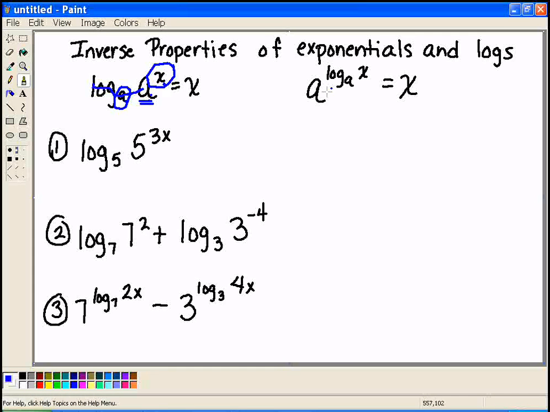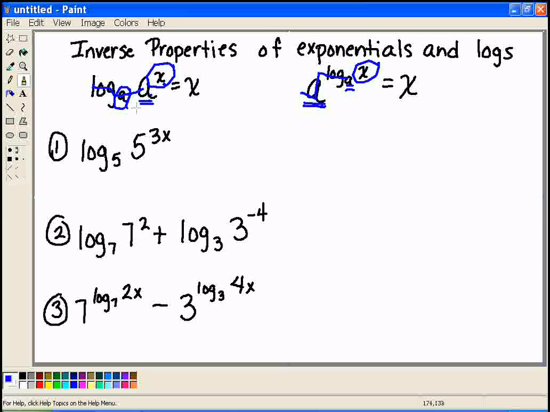Similarly, if we take a and raise it to a power of log base a, again they cancel out, but notice that the base of our exponent and the base of our log have to be exactly the same. If they are, and we're taking a and raising it to the log base a power, then they will cancel out and you'll only be left with what you're taking the log of. But the key here is that our bases have to match.